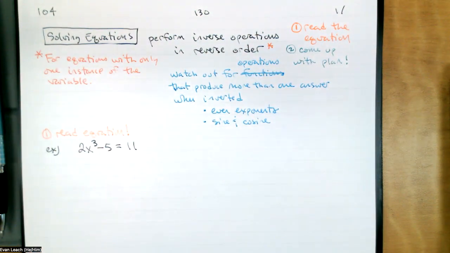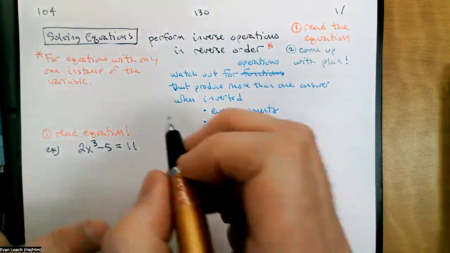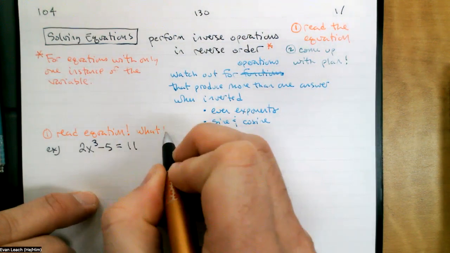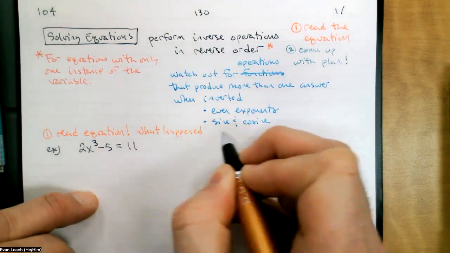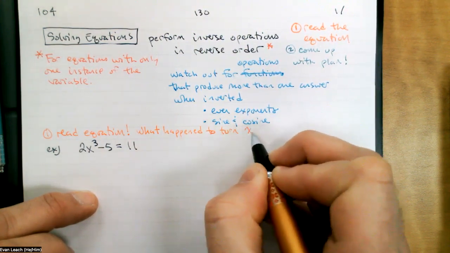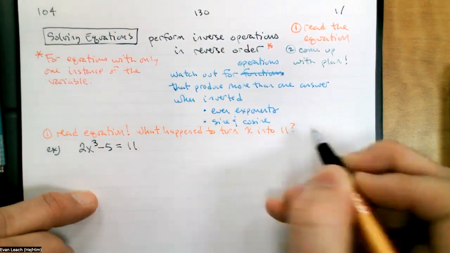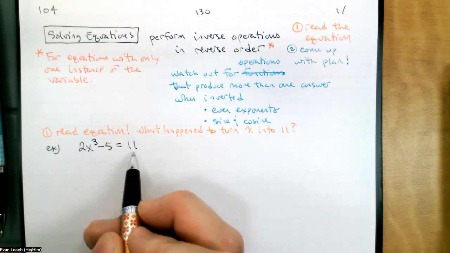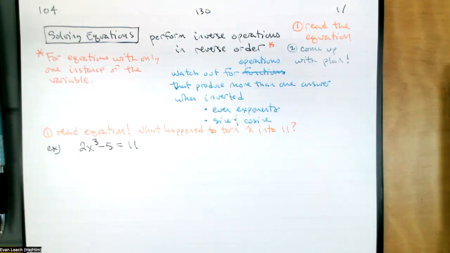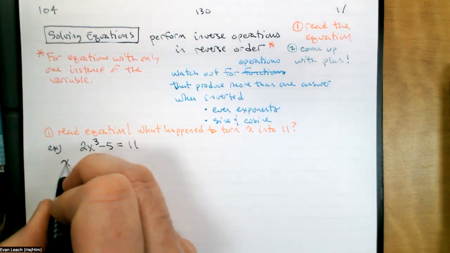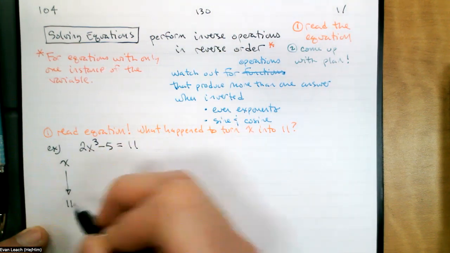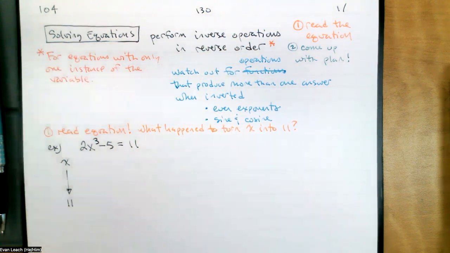So we're thinking, what happened to turn x into 11? There's a bunch of operations here that apply to the x, and the result was 11. x turned into 11 because some stuff happened to it. So in the read the equation part, we're going to say x got turned into 11 with some operations. And I just start with the x, and I write down what happened. So I see there's a cube, there's a multiply by 2, and there's a subtracting of 5.